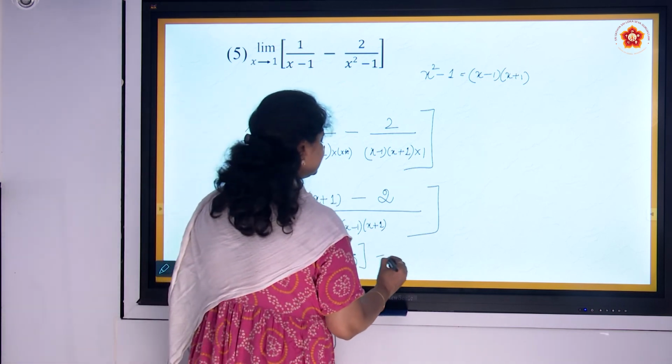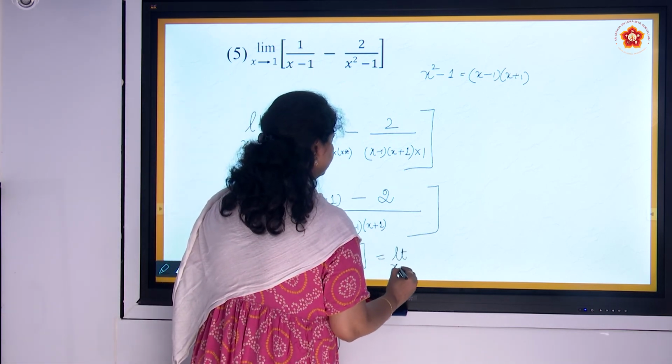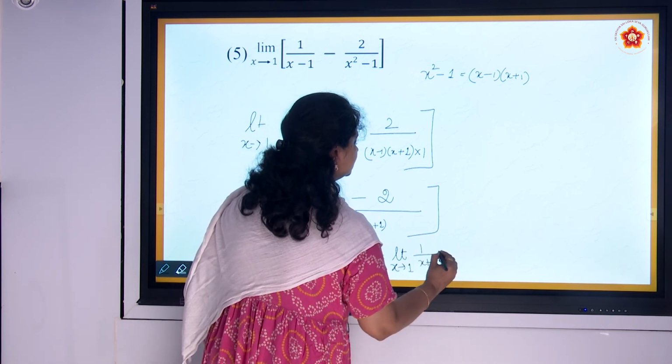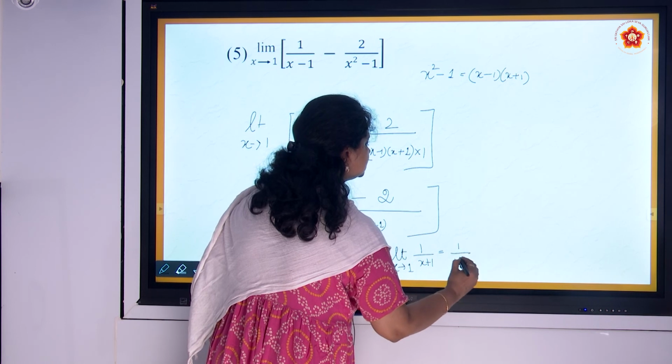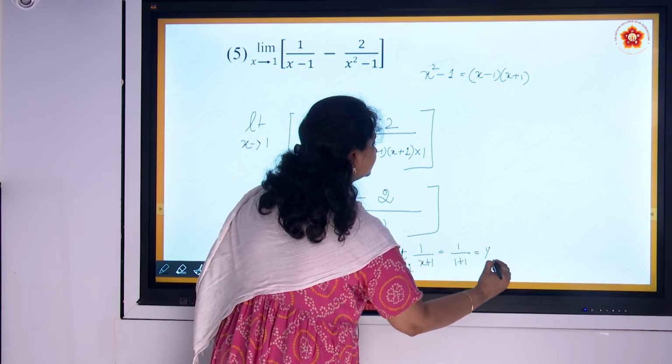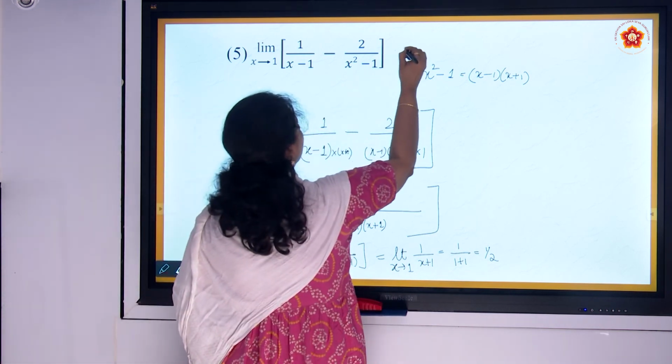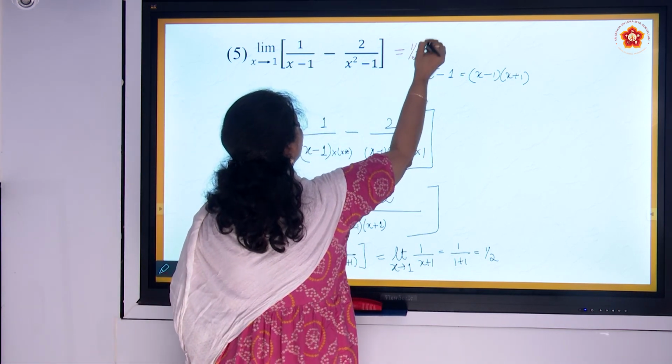So I have a simplified, very convenient fraction with me. That is 1 by x plus 1. So I can just go about substituting and find my limits. So it's 1 by 2. So my solution is 1 by 2.